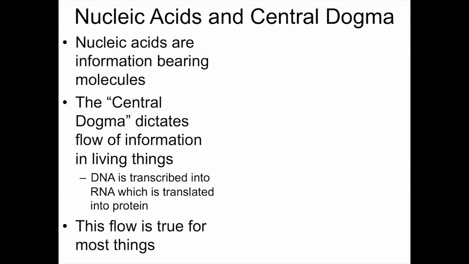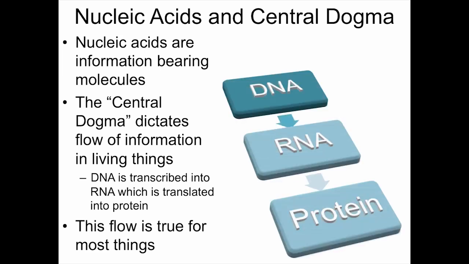Finally, it is important to remember that nucleic acids are information-bearing molecules. They contain the genetic code needed for the manufacture of proteins. The term central dogma describes how information flows in living things. This means that the information in DNA is transcribed into RNA during transcription, and then this information in RNA is translated into proteins during translation. This flow of information is true for most organisms.